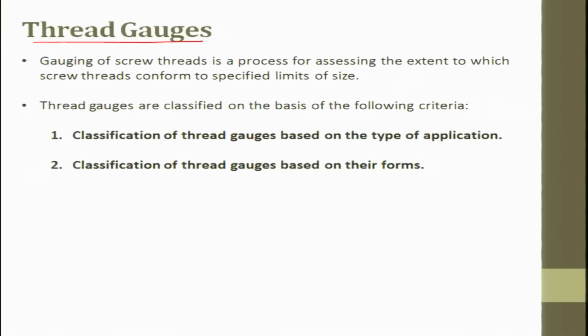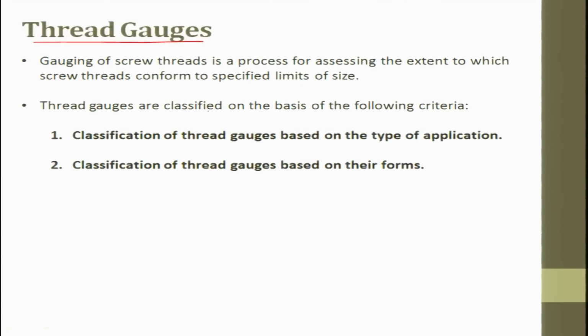The next one will be thread gauge. Thread gauging of screw threads is a process for assessing the extent to which the screw thread conforms to the specific limit of the size. So, you already have a gauge. You just place this on top of the screw threads and see how perfectly it is fitting.